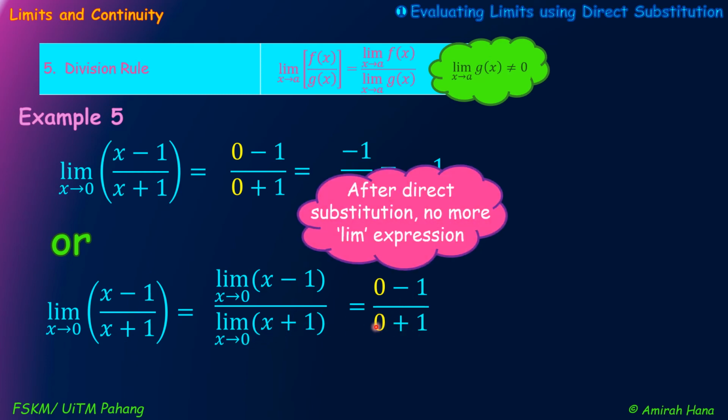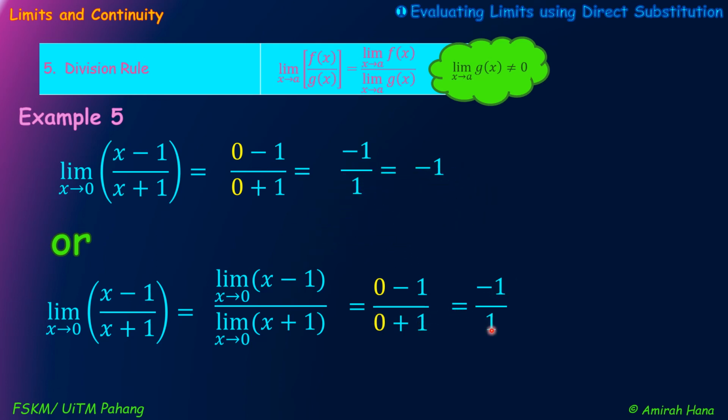And remember, after we use direct substitution, no more limit expression. That's the way we calculate the limits. And after that, we simplify. So we get negative 1 over 1, and equals to negative 1. We get the same answer. So you can use this method or this method if limit x to a g(x) not equal to 0.